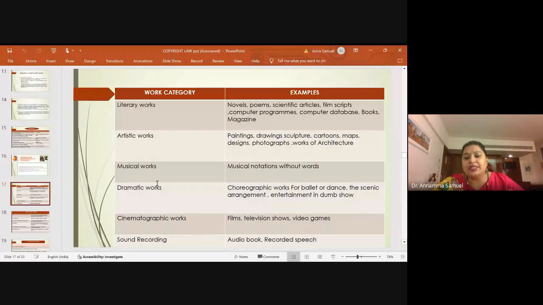Then musical work is nothing but the musical notation without the words. The words are the lyrics. Lyrics will come under the literary works. Dramatic work is the choreographic work for ballet, dance, and then the scenic arrangement.